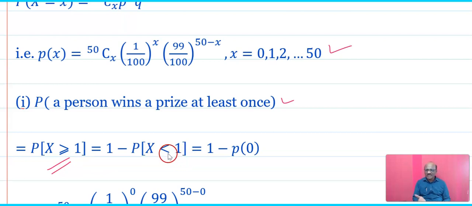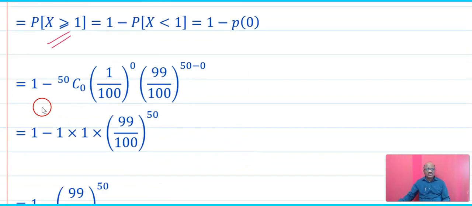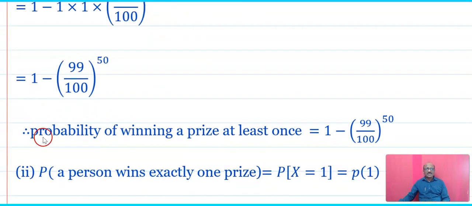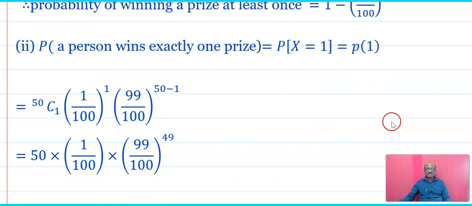X less than 1 means P of 0, and we will find P of 0 by using the formula. That is 1 minus 50C0, 1 upon 100 raised to 0, 99 upon 100 raised to 50 minus 0. If we simplify, it is 1 minus 99 upon 100 raised to 50. Therefore, the probability of winning a prize at least once is 1 minus (99 upon 100) raised to 50.